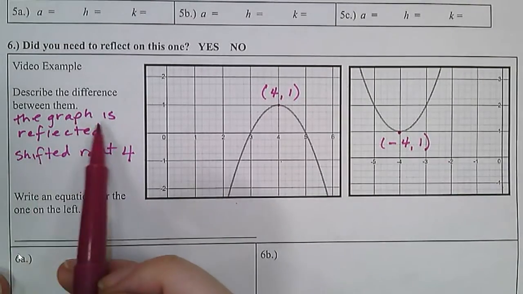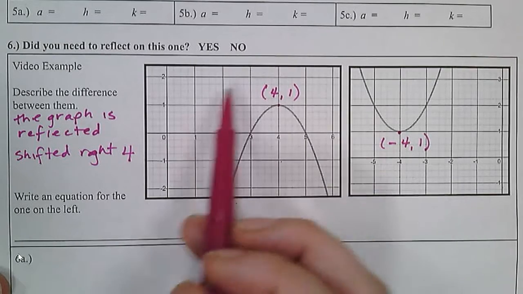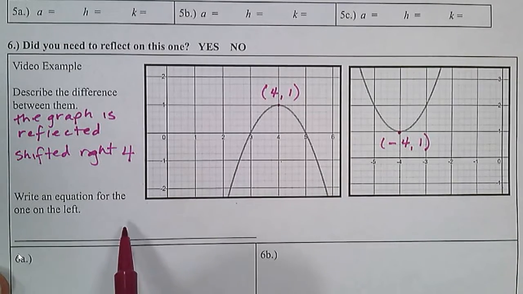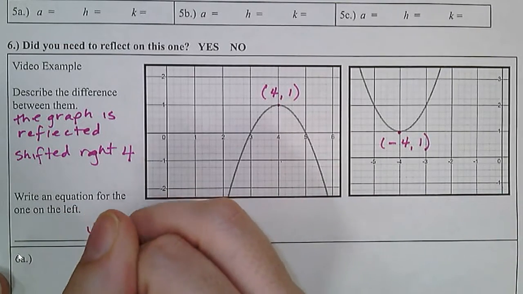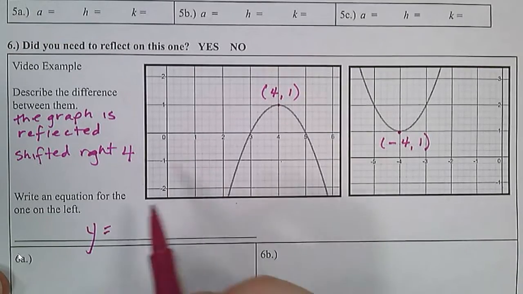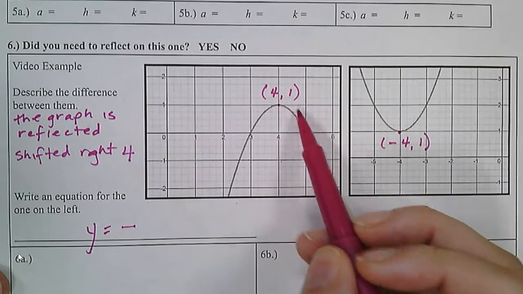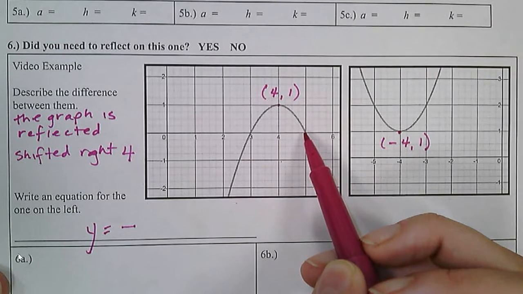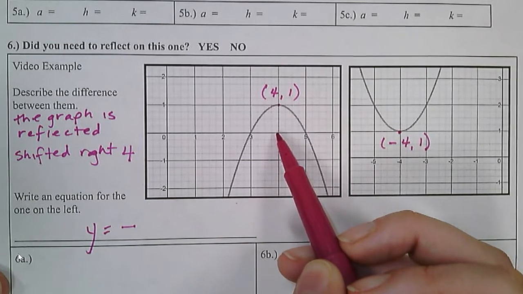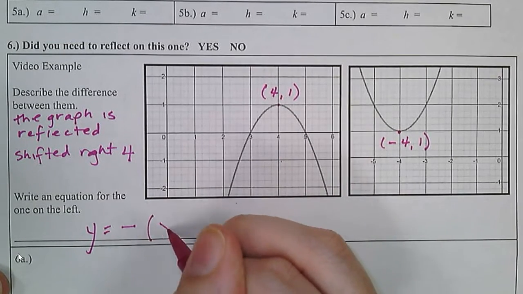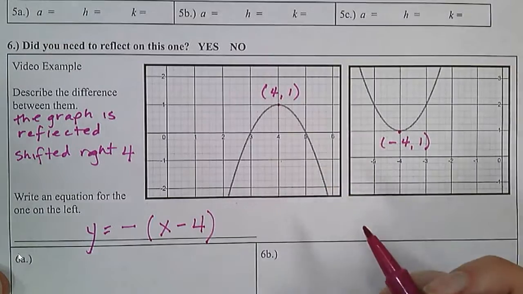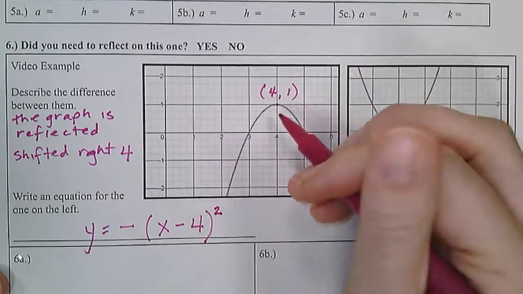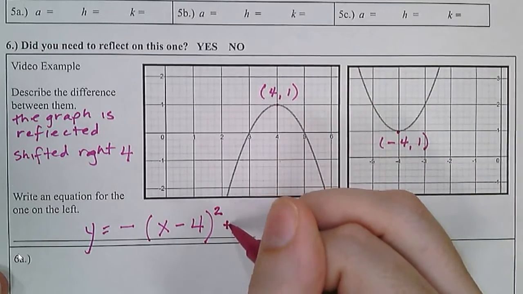So the reason I only wrote the stuff on the left here to really describe this is because this is the equation I'm going to write. So this is quadratic. So I need some kind of g of x or y. I'll just use a y. I know it's reflected, so it's negative. I know I have an h change, so I'm going to put that in parentheses. It's going to change sign, so this is a minus 4. And it's quadratic, so it's squared. And then I also have my k value here.